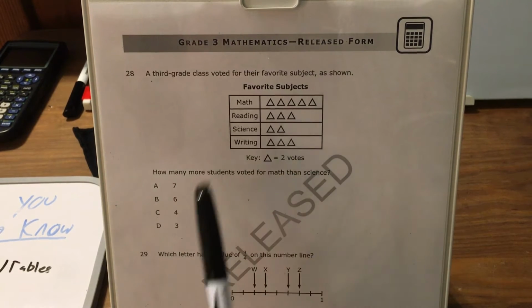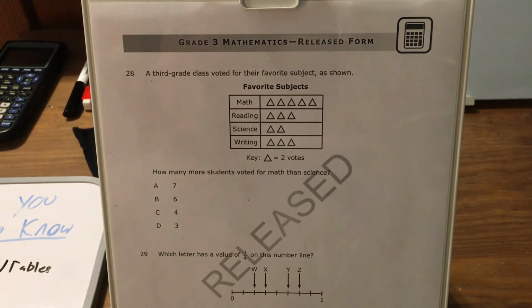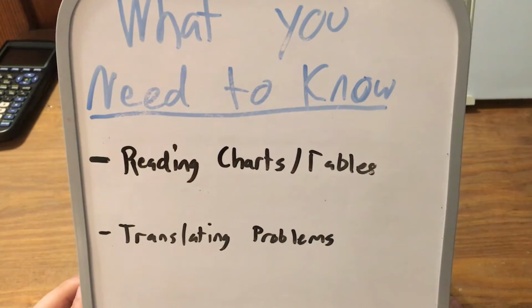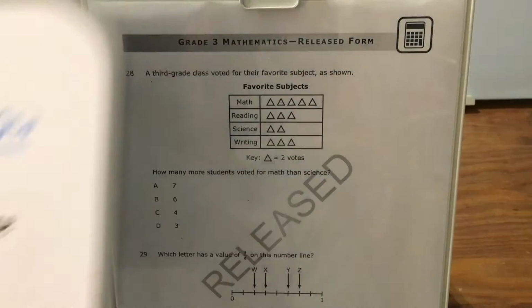Now, of course, math got the most votes in this problem because this is a math test. It probably wouldn't be the same for your class because I know a lot of people don't like math. But anyway, we're going to have to figure out how to read this table, because reading charts and tables and then translating problems are the 2 big skills that we're going to need to do really well on a problem like this.